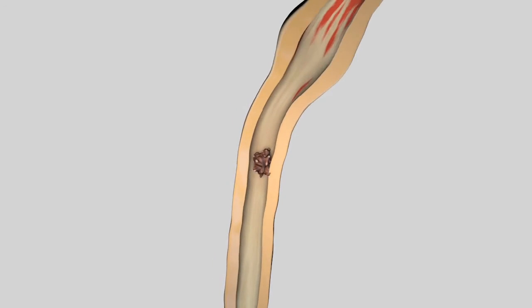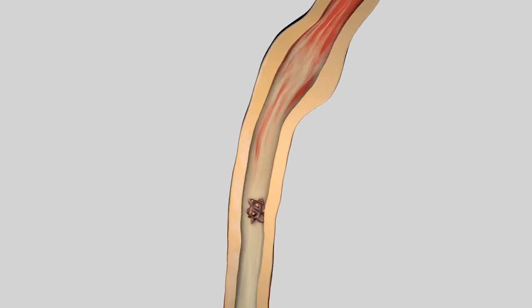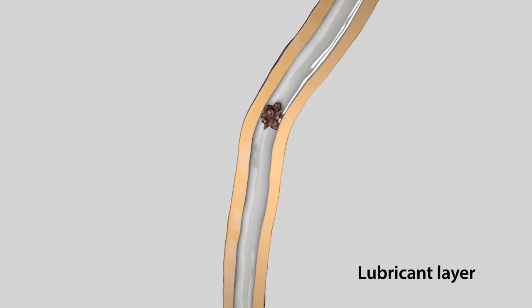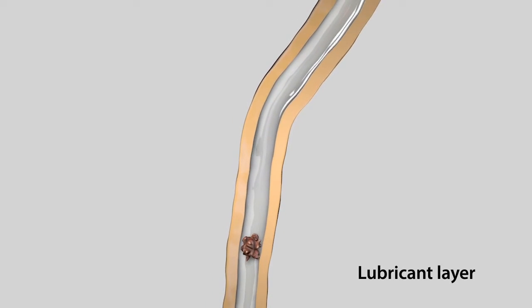Now let us examine the effect of the addition of some lubricating substances on the surface of the inner lining of the urinary system. See the smooth passage of the stone, less scratches, less bleeding, less pain and easy expulsion of the stone out of the body.